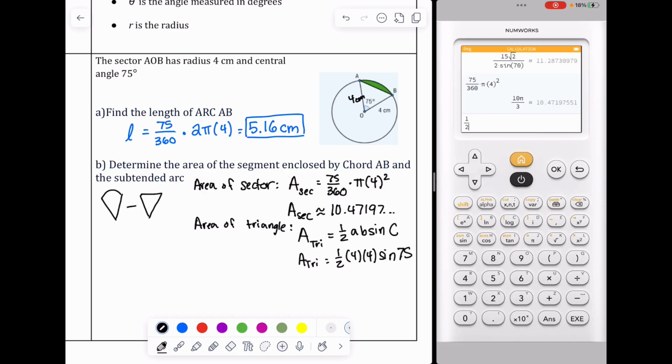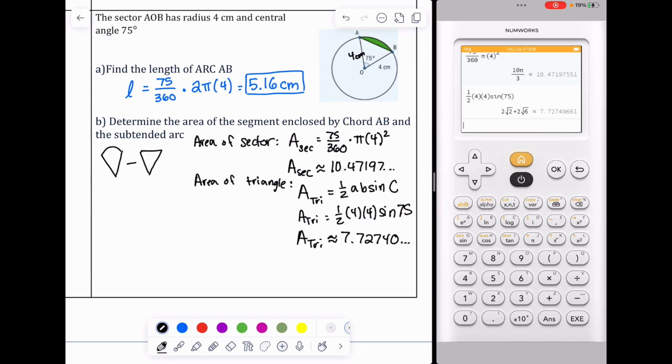So 1/2 and then 4 times 4 sine of 75, and that will be 7.73 if we're rounding. But we don't want to round yet because we are working with a measurement that's still in the middle of our problem.